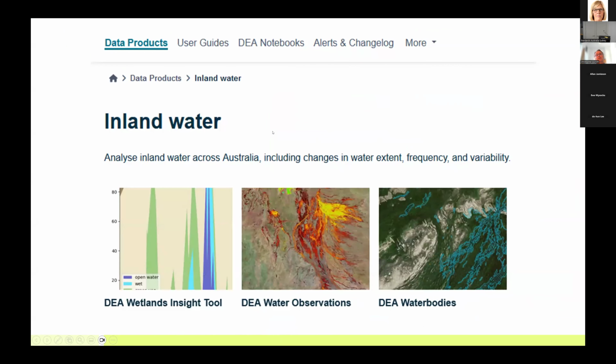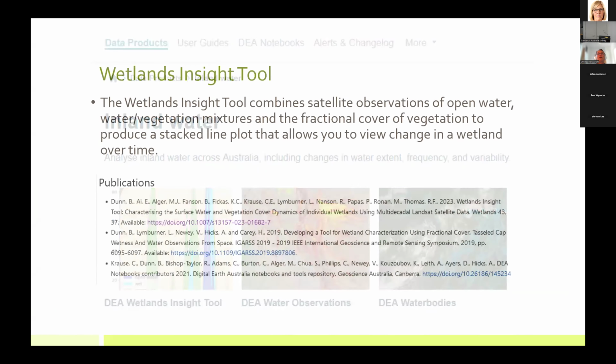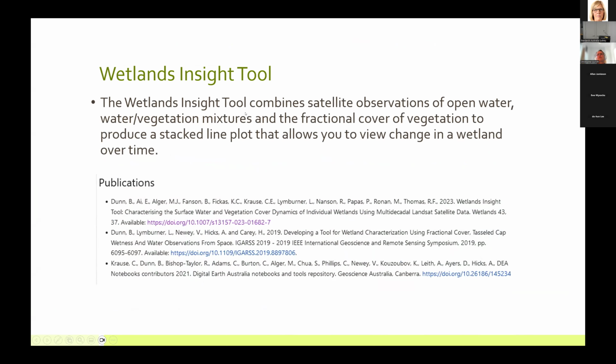And in particular, as mentioned, I'll be focusing in on the Wetlands Insight tool, which is a tool that merges water observations, fractional cover, and tassel cap wetness to develop some unique products to provide insights and time series understanding for water bodies. So basically, as I mentioned, it's a tool that combines open water, water vegetation mixtures, bare ground, fractional cover into a stacked line plot with some references there.